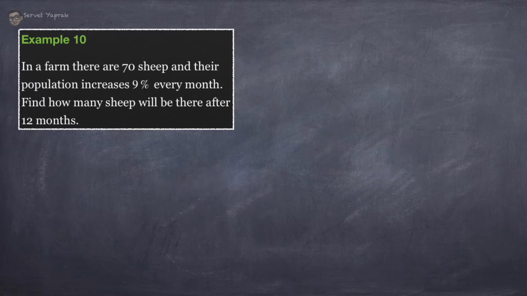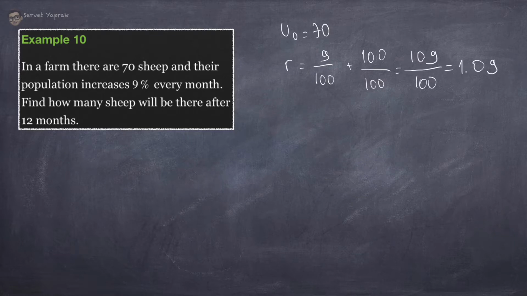Example, in a farm there are 70 sheep and their population increases 9% every month. Find how many sheep will be there after 12 months. Just like interest questions, population growth questions can be modeled by using geometric sequences. So assume that our zero term in this case is 70 because there are 70 sheep at the beginning. And our common ratio is 9% from the increased value plus 100% original amount, 109%, or as a decimal number 1.09.